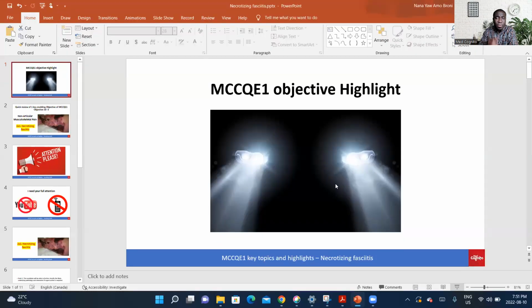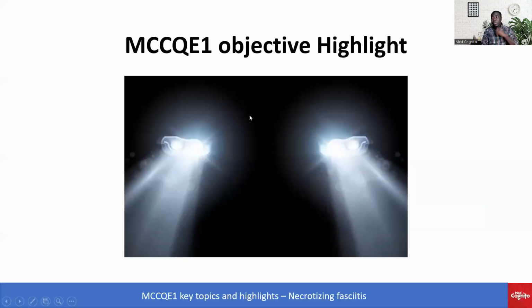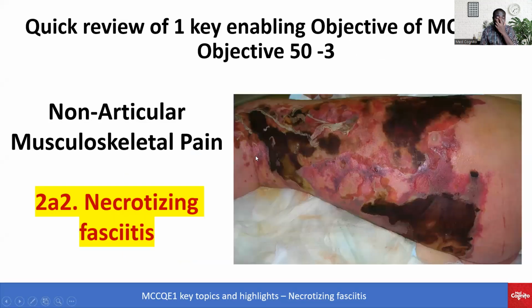So today, I want us to review a very important one. I want us to throw some light on this very important MCCQE1 objective. And I want us to pick on objective 53. It is the objective entitled non-articular musculoskeletal pain. Because under that objective, there are a lot of topics, and I want to pick on necrotizing fasciitis so that you can use this as a study guide for this very important MCCQE1 objective.